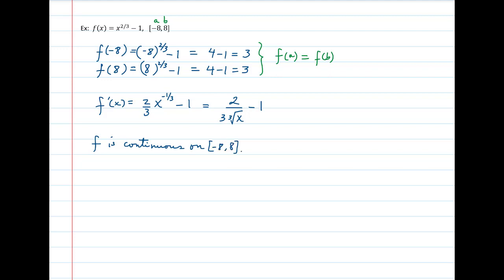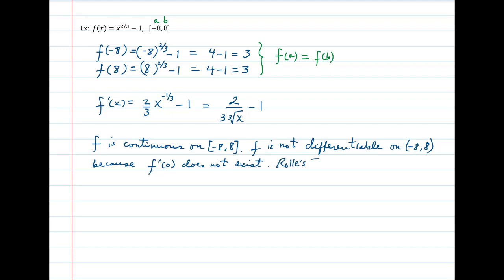But f is going to be continuous on this interval, negative 8 to 8, but is not differentiable everywhere on that interval. You can see right away just by looking at the derivative that f prime of x is not defined at 0. We have the cube root of x in the denominator there, and that's why I wrote it that way, so that you can clearly see that f prime of 0 does not exist. Therefore, Rolle's theorem does not apply. Even though a lot of the conditions check out, since f is not differentiable everywhere on that closed interval, we will not be able to use Rolle's theorem here.